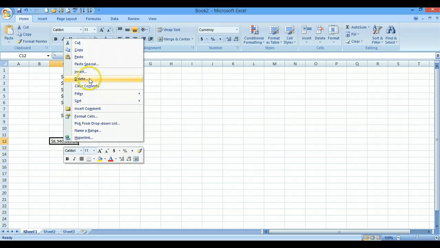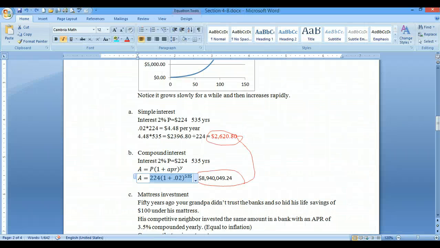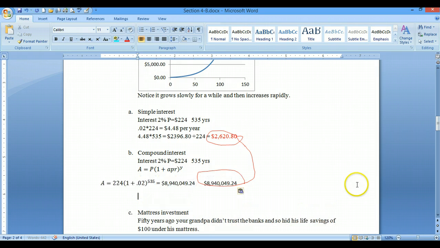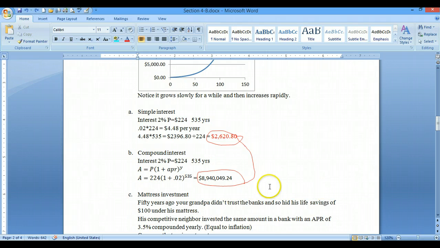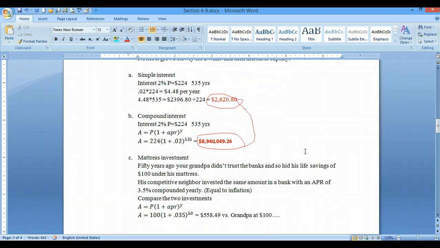and then let's copy and paste this in for my answer. And I already have that there, but just so you can see, it kind of speeds up your homework to use Excel. And there's your answer. I'm going to delete it because I already have the answer there. So after 535 years, let's go back to comparing these. In the simple interest, it's only a mere $2,000 versus compound interest, $8,940,049.24. A little different between compound and simple. Let's move on to another example.